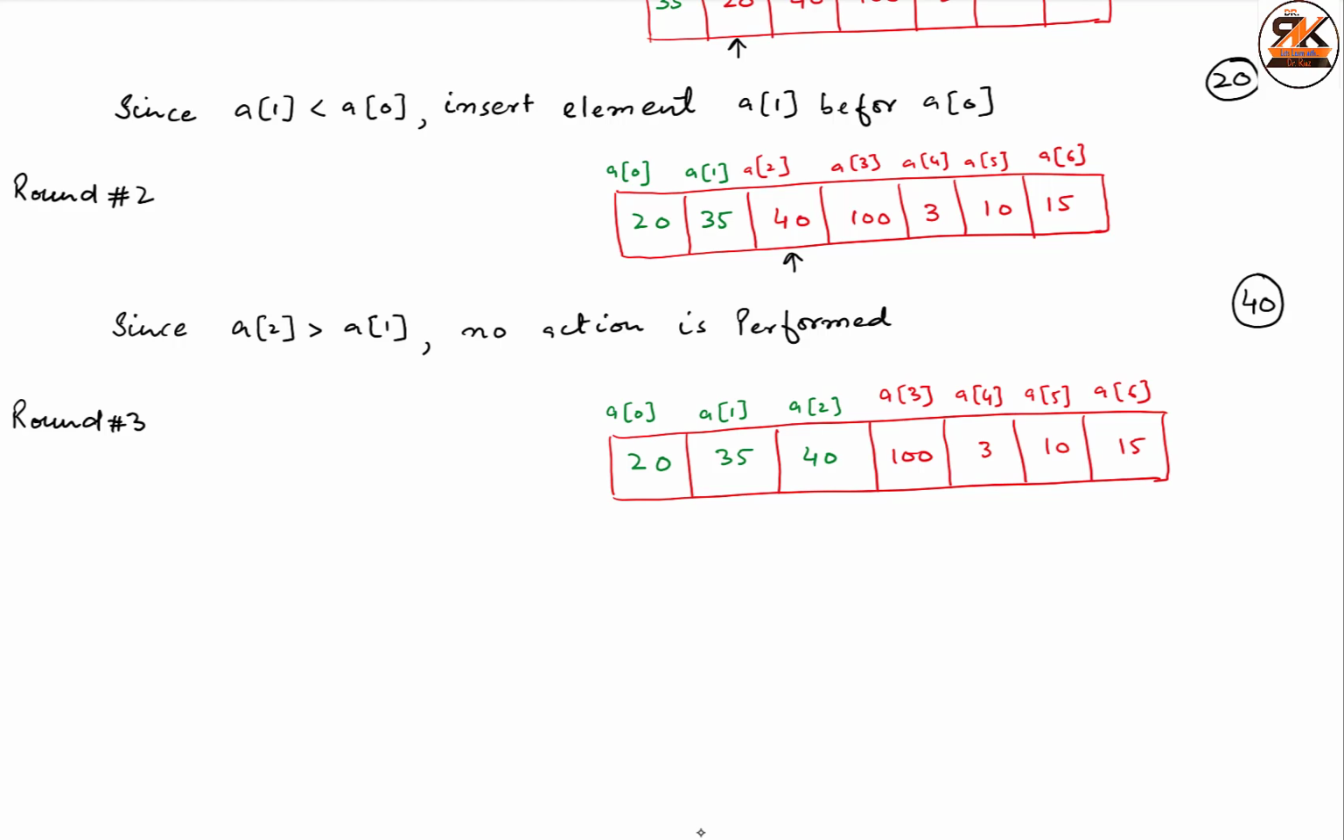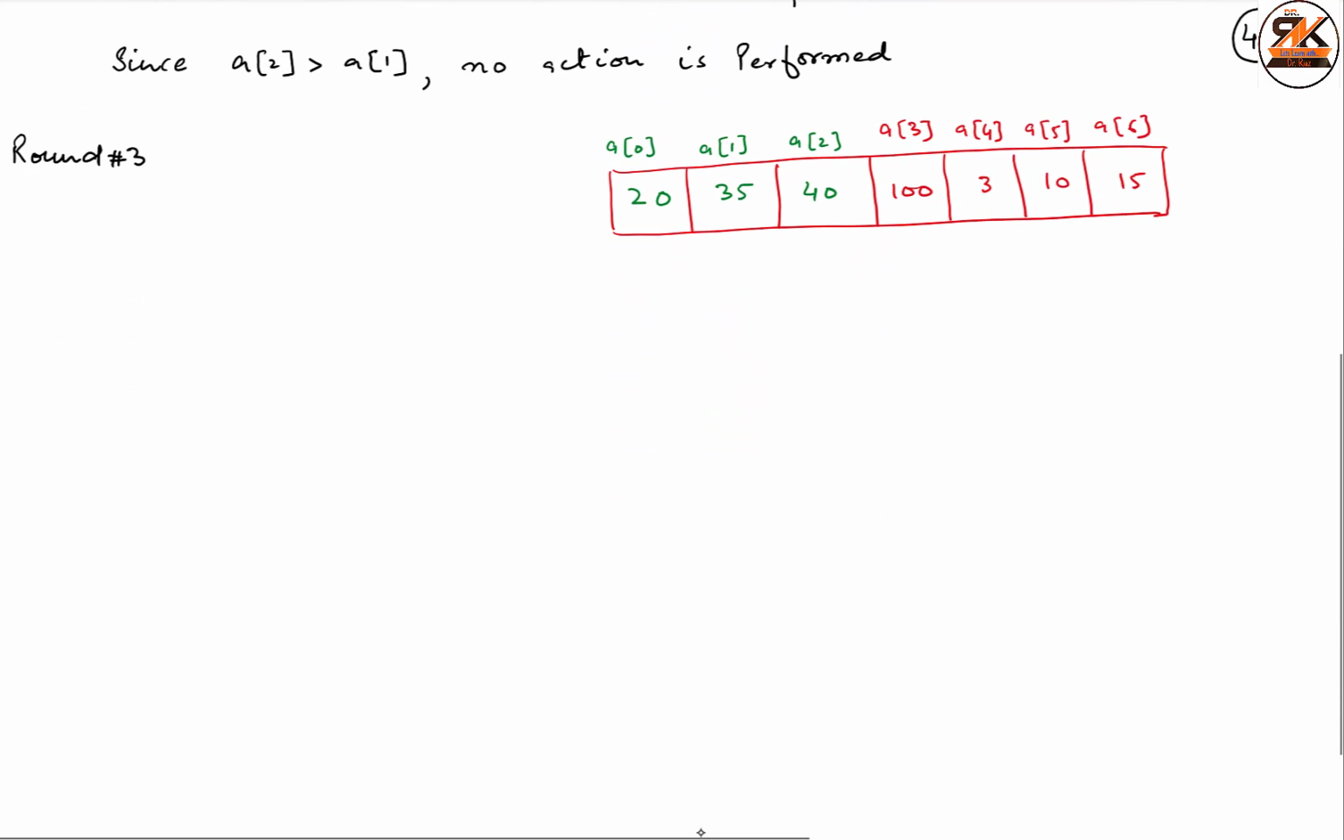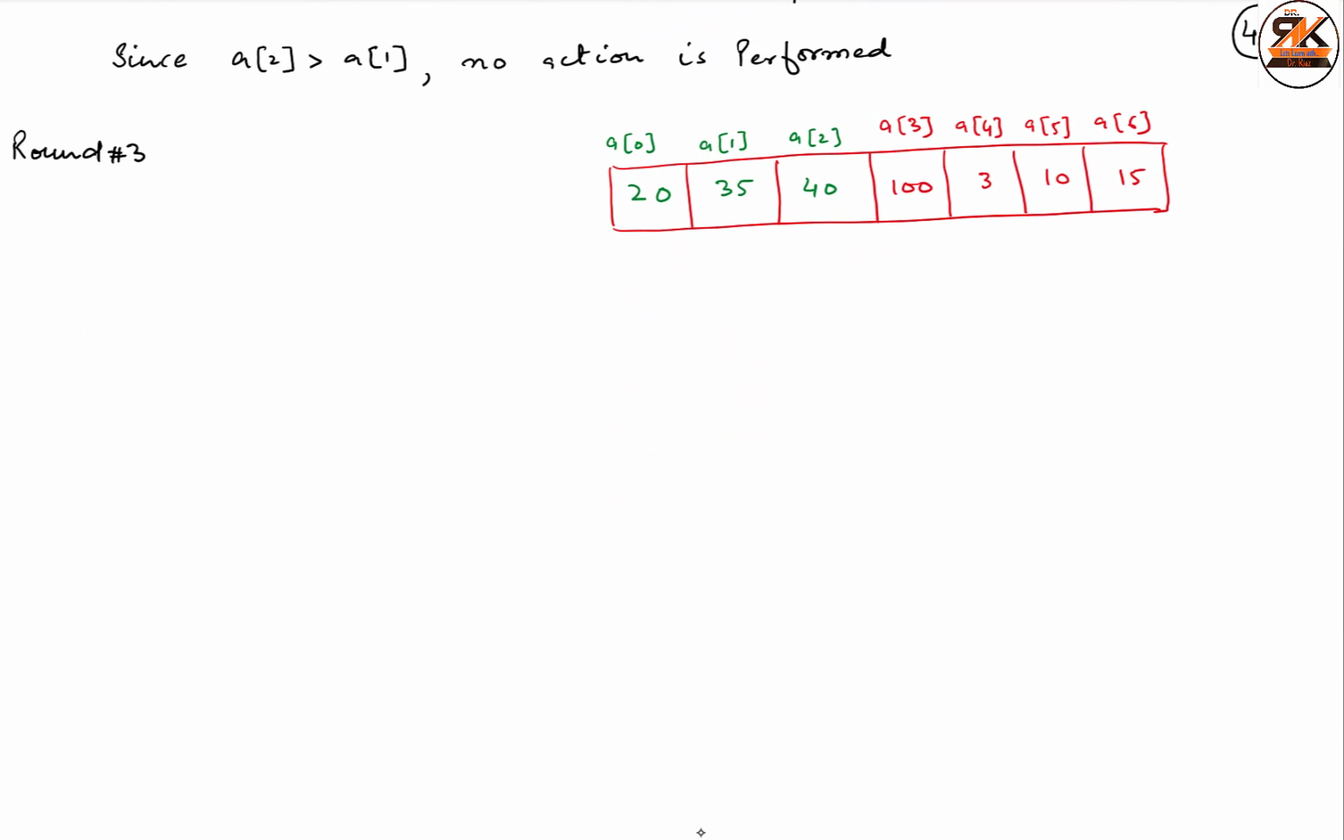Now in round 3, this algorithm takes out the next element that is at position A3, and it has a value 100. This value 100 is compared with the already sorted elements which are at position A2, A1 and A0, and as we see, 100 that is at position A3 is greater than the element at position A2, which is 40. So here again there is no need to perform any action as it is already sorted in the ascending order.